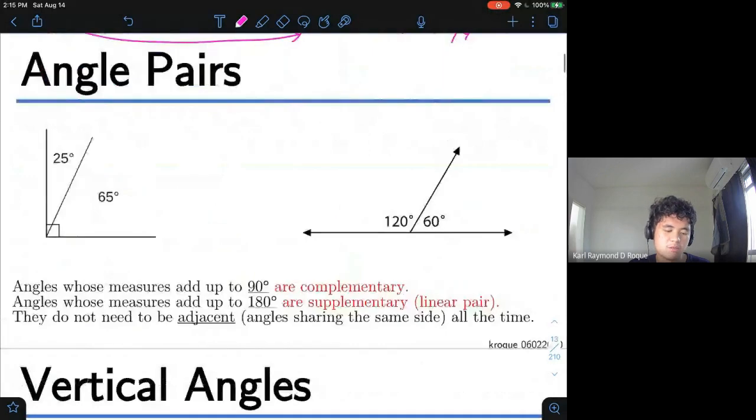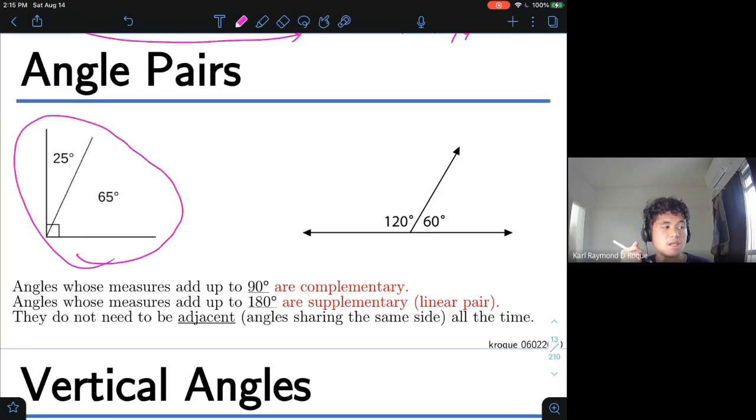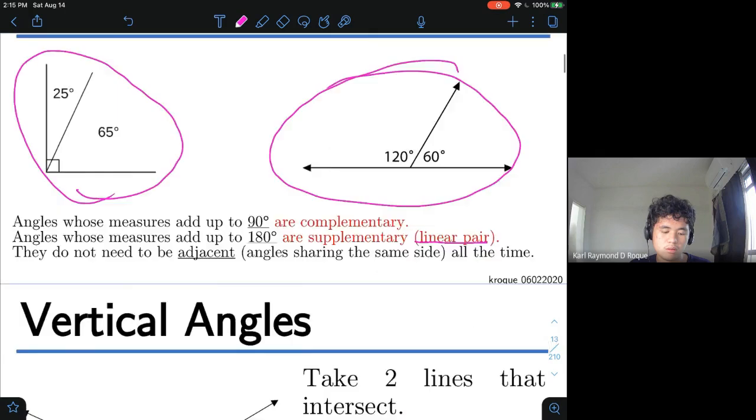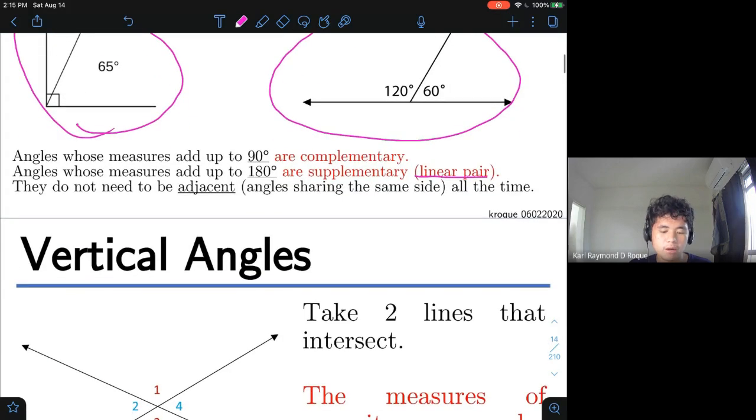Angle pairs. So meron tayong dalawang klase ng angle pairs. Una is complementary angles, meaning they add up to 90 degrees, perpendicular sila. And supplementary angles, meaning 180 degrees sila. Linear pair. Yun ang tawag pala, linear pair. No? A linear pair.